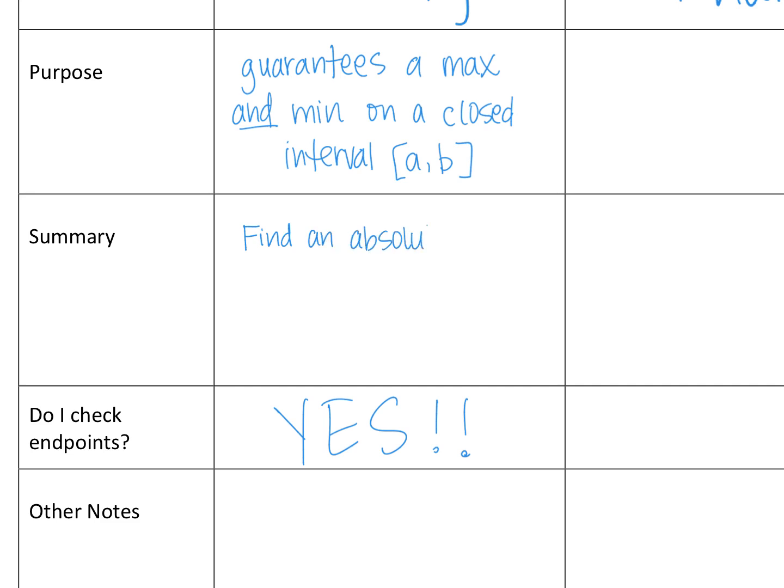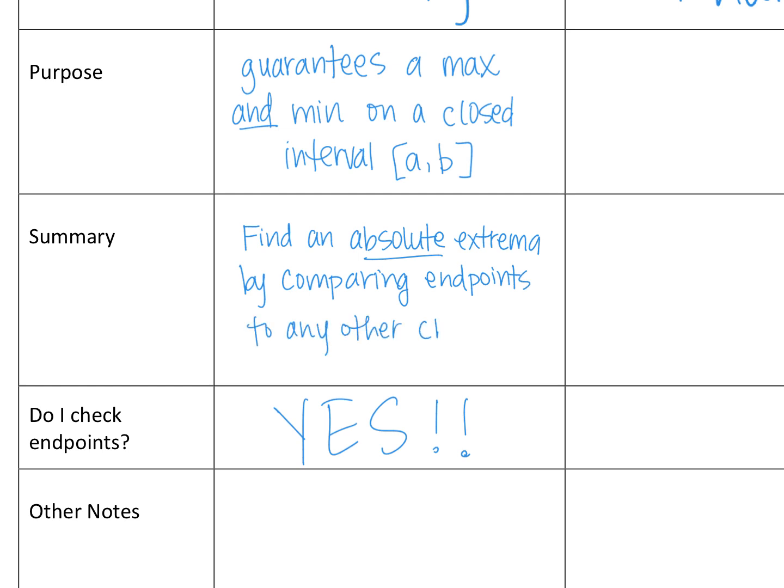So the summary of this is to find an absolute extrema by comparing endpoints to any other critical points. We saw this in an FRQ last week, and there turned out to be three things: an endpoint on the front end, an endpoint on the back end, and a critical point in the middle. And you have to compare the y values of all three of those to find the absolute.